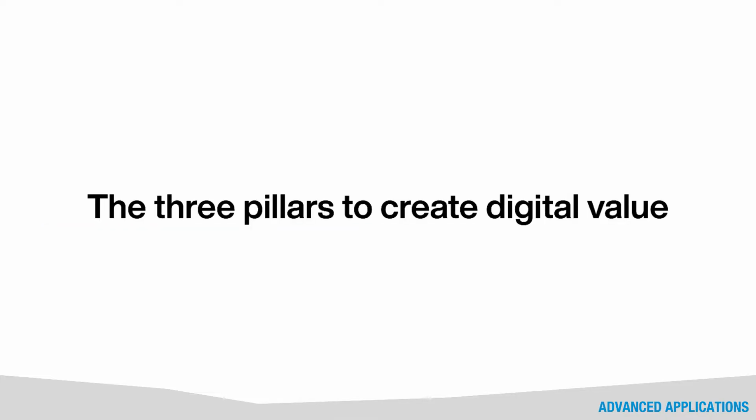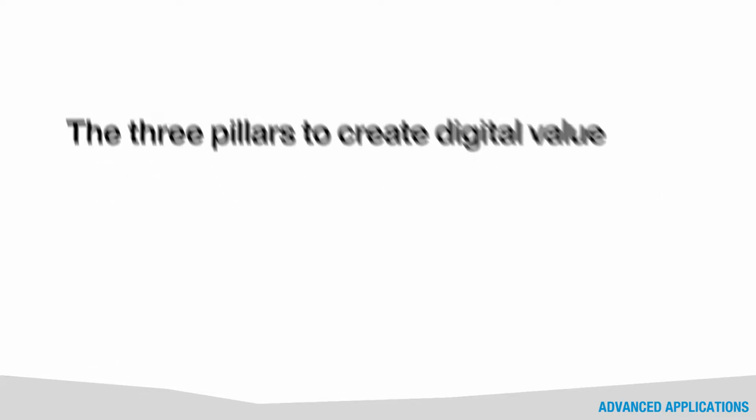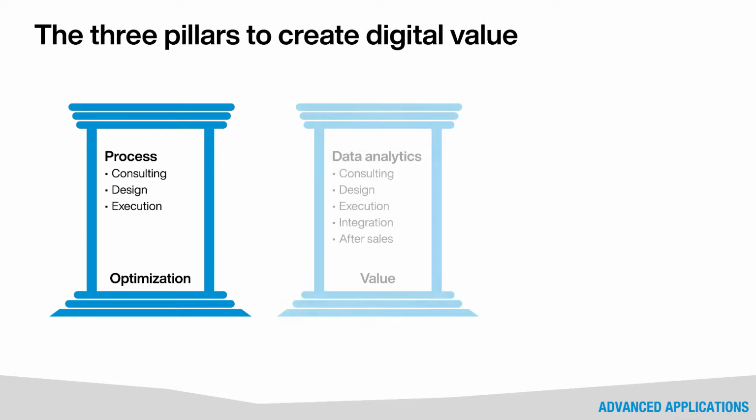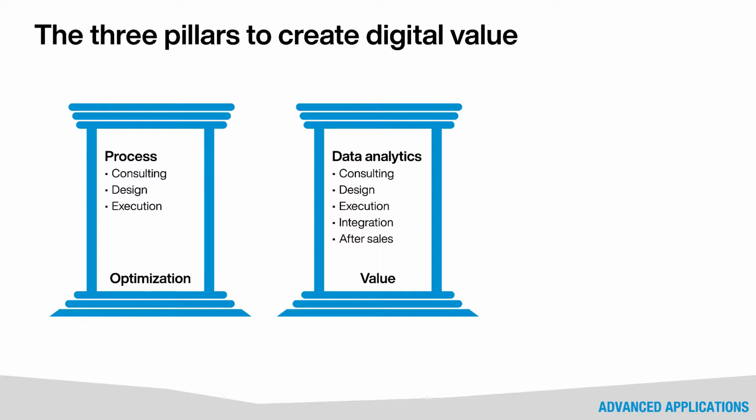So we decided to start here with 3 pillars to create the digital value. The first thing we keep in mind is the process. So it's really the process consulting, design of the processes, and also the execution and optimization of it. The next step is then, based on this process optimization, the data analytics, that we are able to consult on, to design all this data analytics stuff, and also then to do all the integration after sales and even the execution of the data analytics.